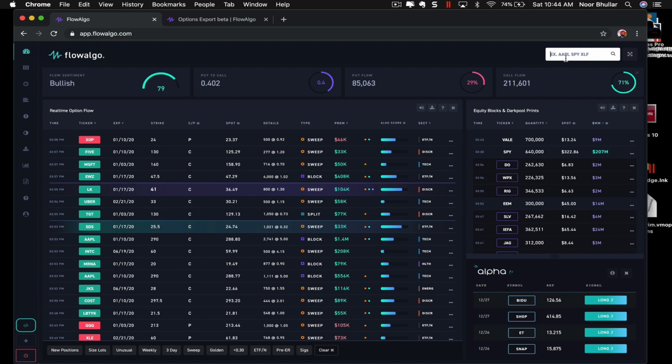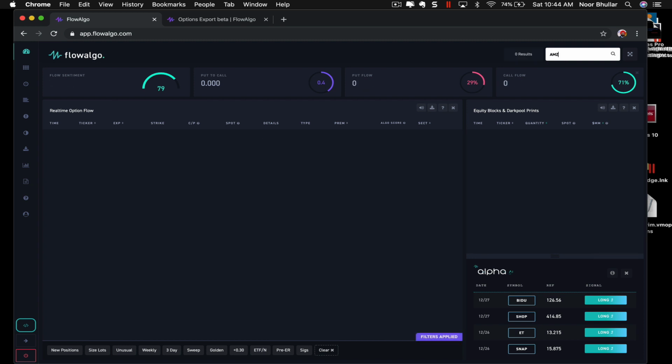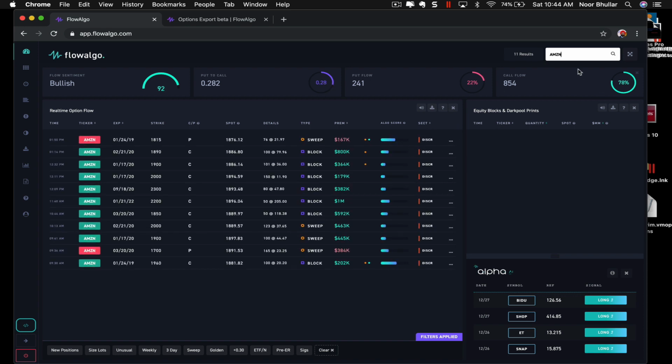But there's other places where you can get similar data, where you can see the option flow that's going on. So when you can filter on Amazon, you can see what all traded. You had a few puts, and a majority of them were calls, and some of them were blocks, which oftentimes could be just replacements for equity that they own.